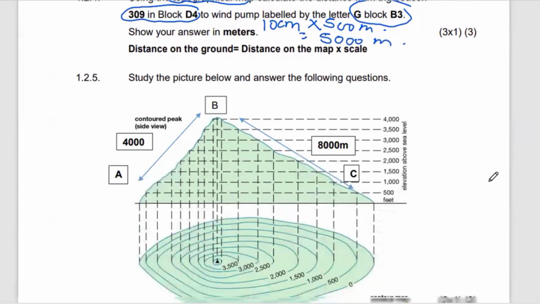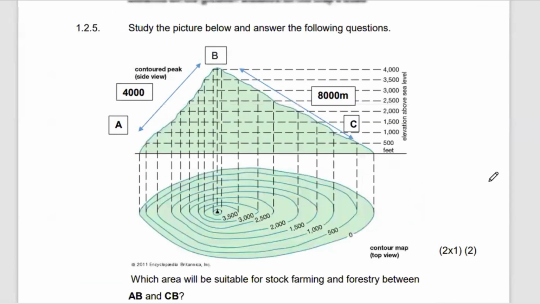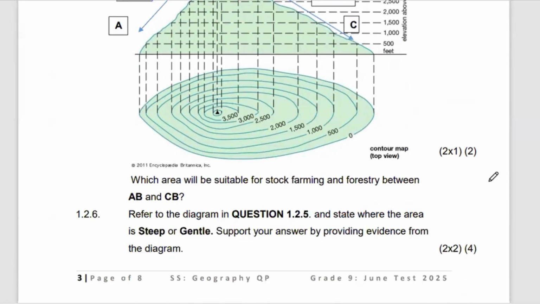Then we have: study the picture below and answer the following questions. All right, so this is a contour map, a top view, contoured peak, side view. All right, we have our first question. Which area will be suitable for stock farming and forestry, between AB and CB?